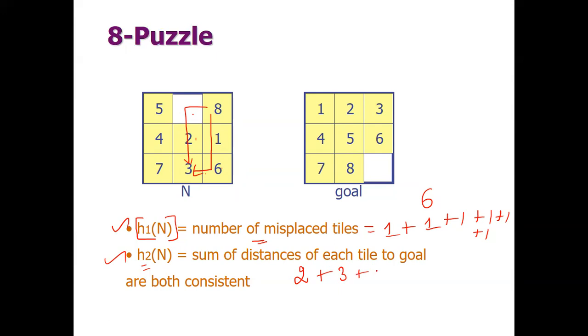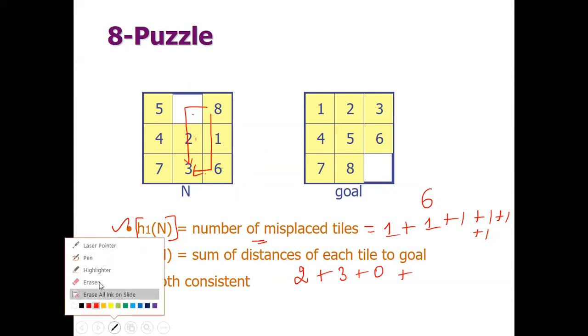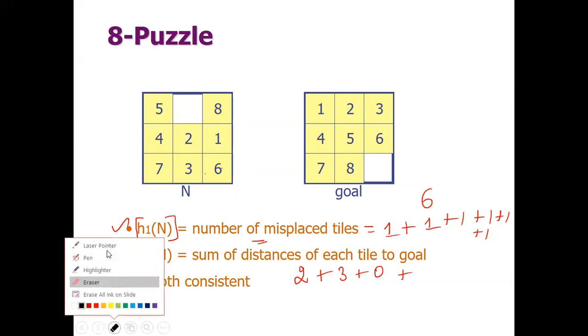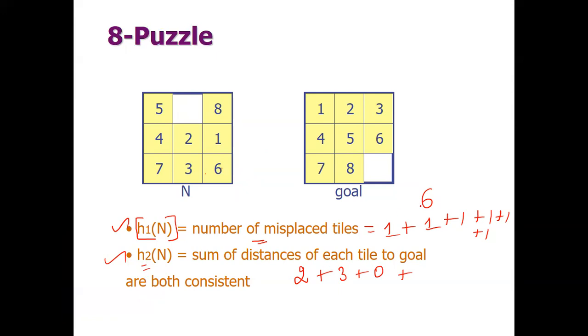4 is in its correct position, so it is 0 plus 2. 2 is away from its goal location by just 1 position. If 2 is moved there, it will be in its respective position. So it is just 1. What about 3? 3 is supposed to be here. So it is 1, 2, 3, or it can go this way also, 1, 2, 3. So it is 3.